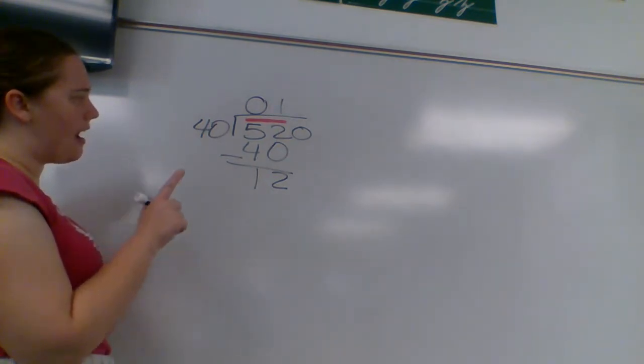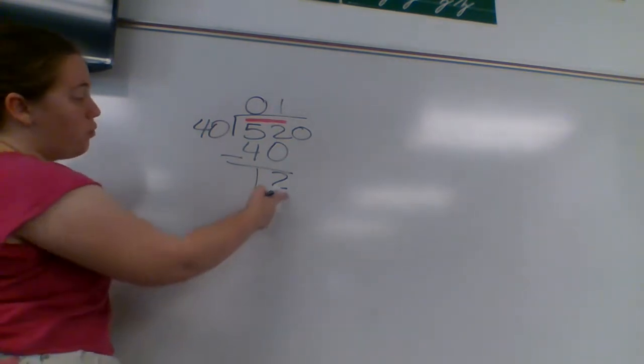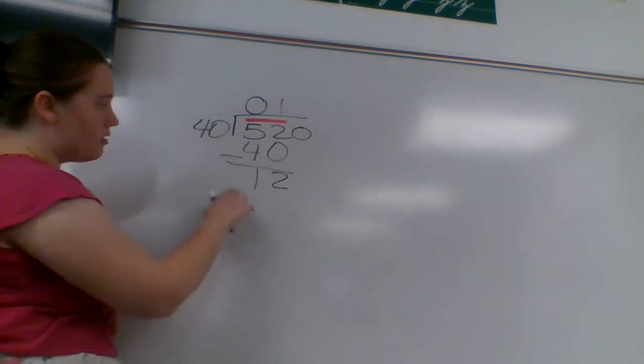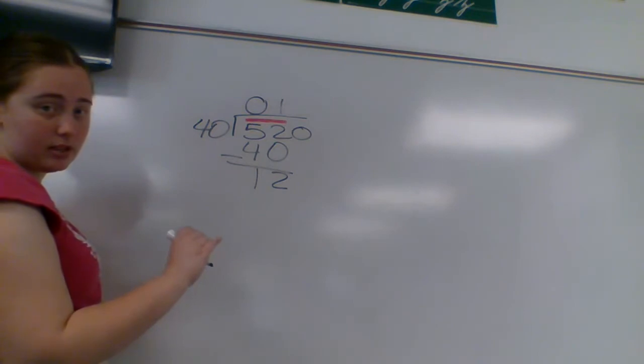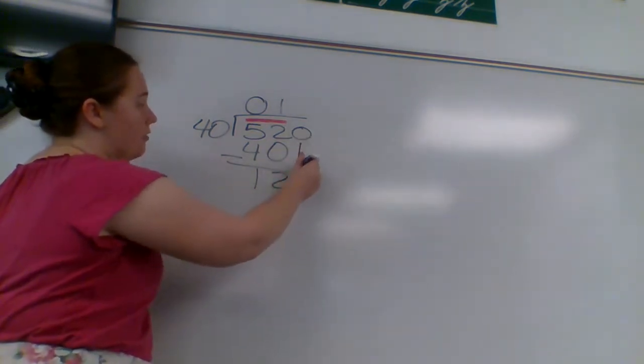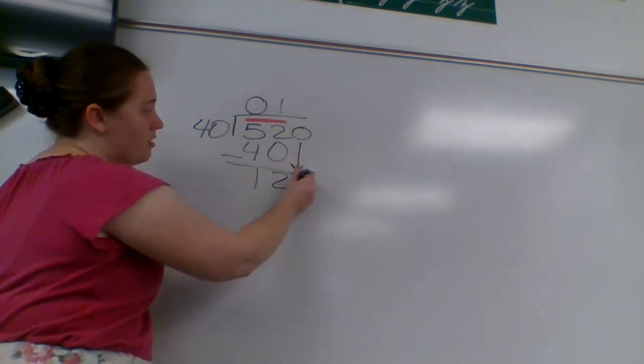Now I have to compare. 12 is smaller than 40. It is smaller than 40, so that's a good comparison. And my next step is to bring down. I'm going to bring this 0 down.